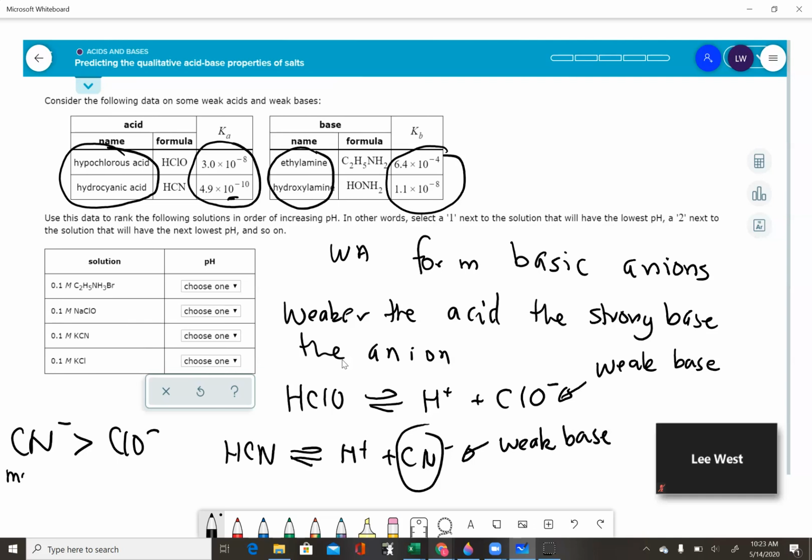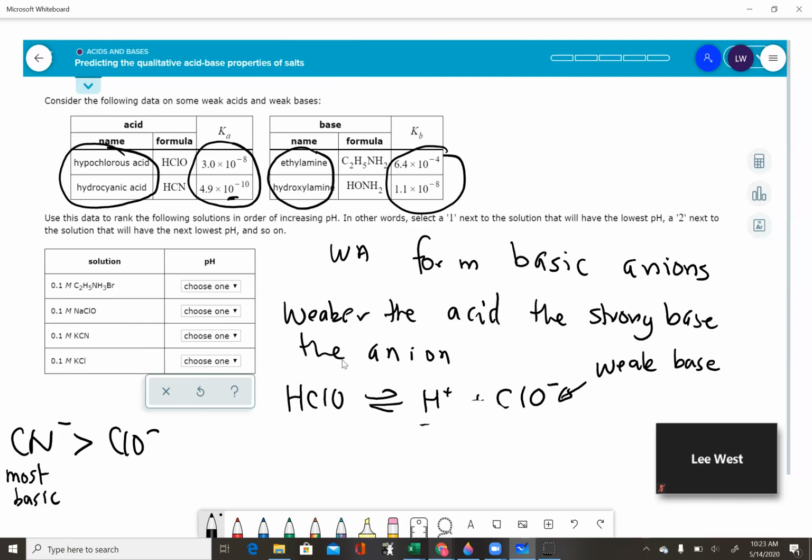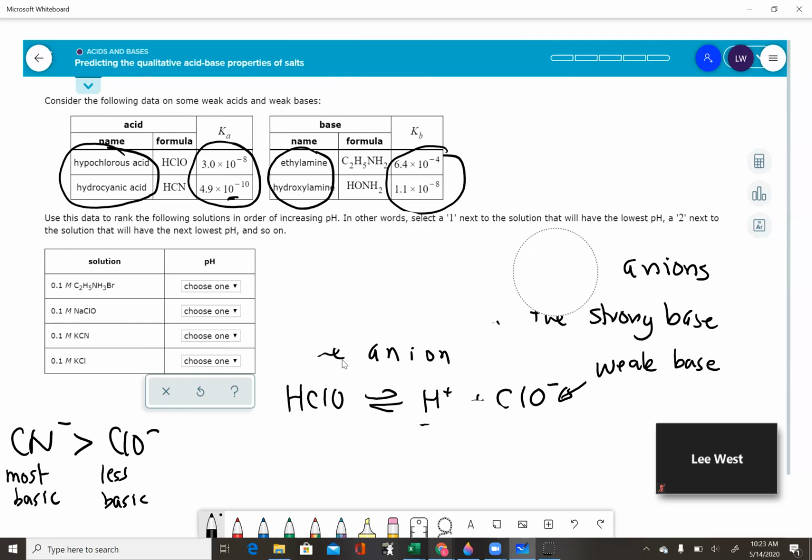Okay, so let's put this in here. So this is going to be the most basic. Okay, so we just got that figured out. And then this will be less basic. So we've got the anions figured out.